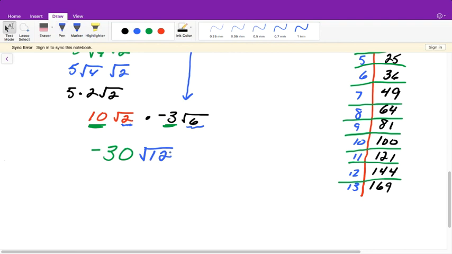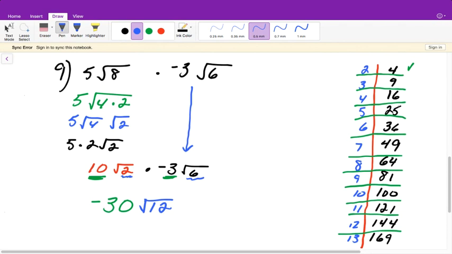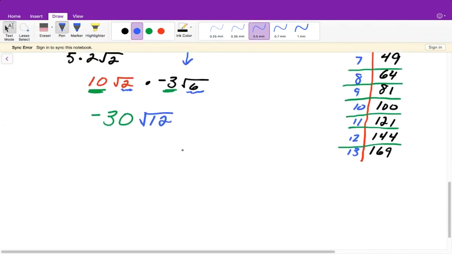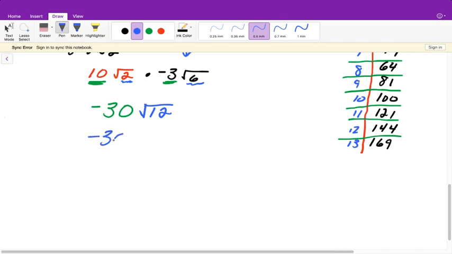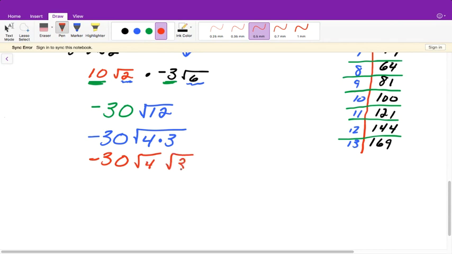All right, now after we do this, we then need to look again and see, do any other perfect squares divide evenly into 12? And yes, 4 does. So that means that this can still be simplified. So it's negative 30 times the square root of 4. And how many times is 4 going into 12? 3 times. All right, then we will go ahead and separate this. So it becomes 4 times the square root of 3.